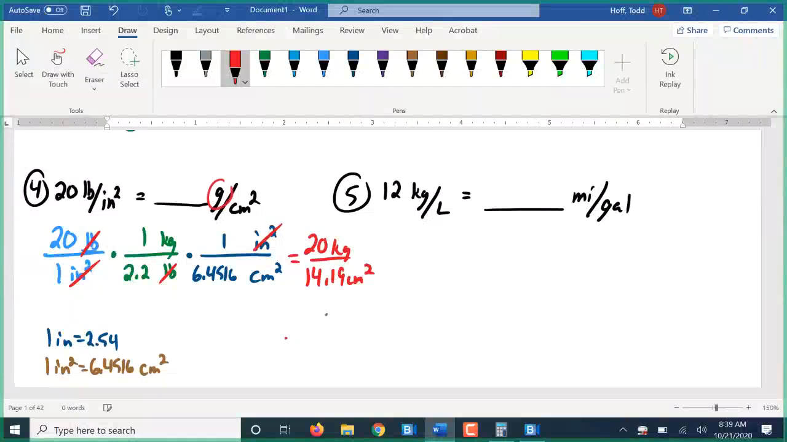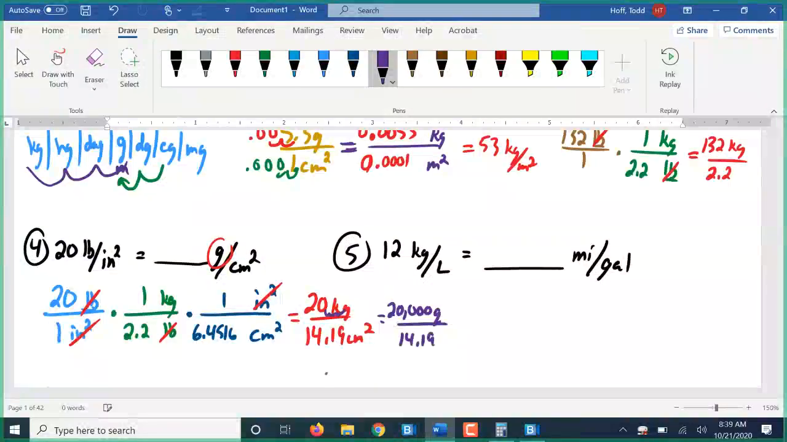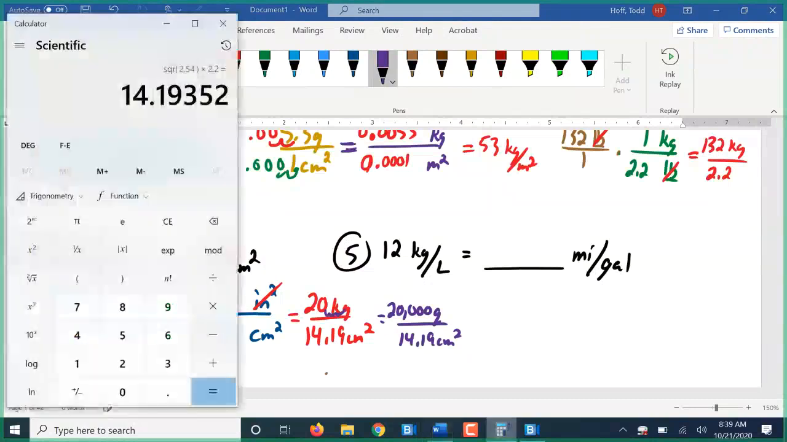We want it as grams per centimeter squared. So to convert the kilograms to grams, we're just going to move the decimal point. On the chart, kilograms to grams is 3 spots to the right. So I move my decimal point 3 spots to the right. That is 20,000 grams over 14.19 centimeters squared. So I'm just going to take 20,000 divided by 14.19, giving us 1,409.44.